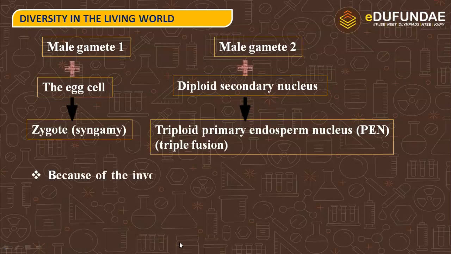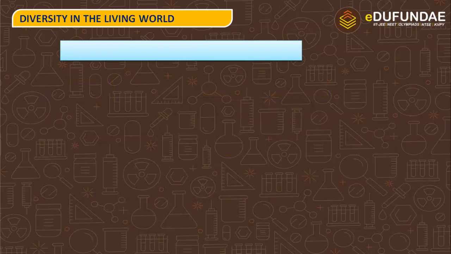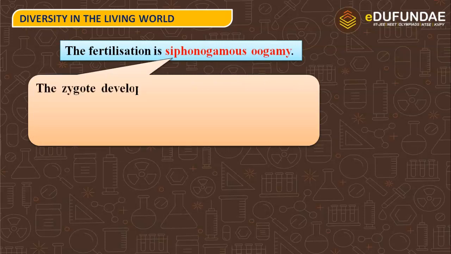Now as we see here, there is the involvement of 2 fusions. One fusion is with the egg cell, the other fusion is with the diploid secondary nucleus, and hence it is called double fertilization. The fertilization is siphonogamous oogamy. What do we understand by this?